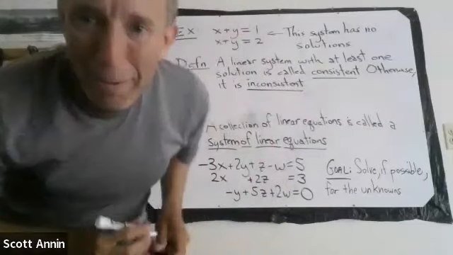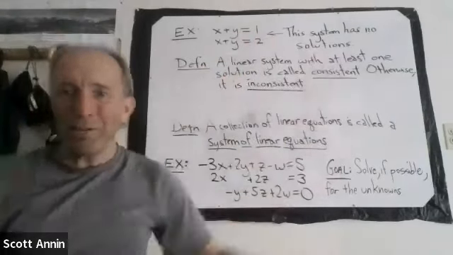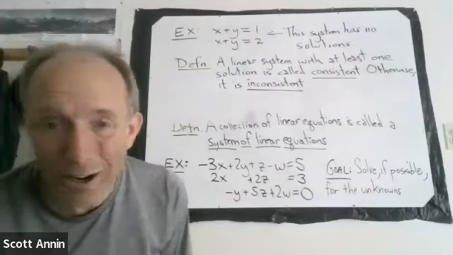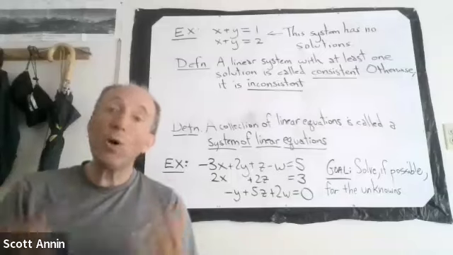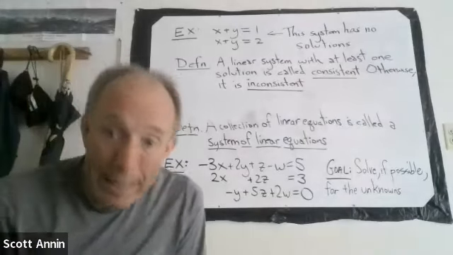The system at the top of my board right now, x plus y equals 1, x plus y equals 2, that is an inconsistent system because there are no solutions for x and y. As long as there's at least one solution, then we're going to call that system consistent.